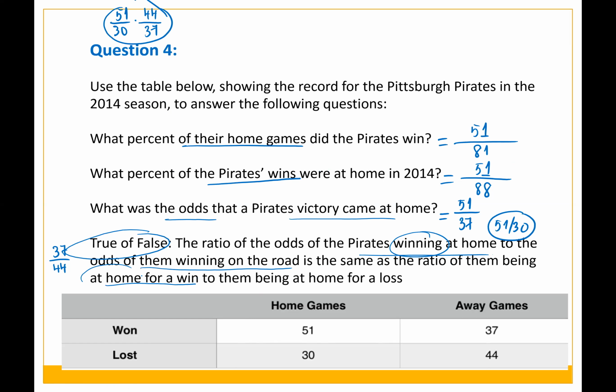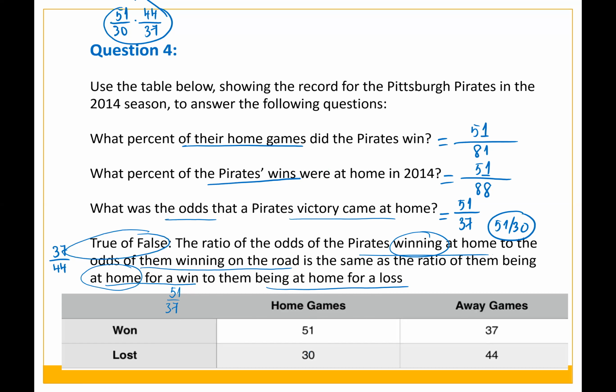So at home here is going to be the win. Hang on. At home here is going to be the trade, so it's going to be 51 over 37. We're just going to look at winning. At home is going to be the trade, and 37 is going to be without a trade, which is not at home. Being at home for a loss.